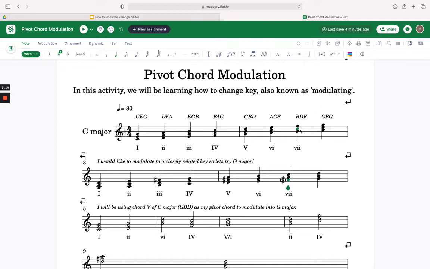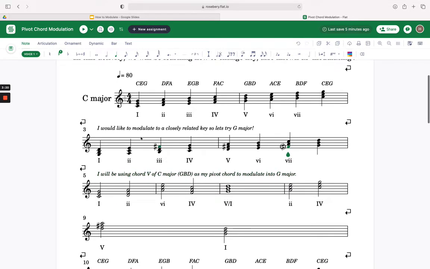I now need to write down the chords in the key that I would like to get to. So I'm going to write down the chords in G major. So here we have G, B, D is chord 1 in G major. Here we have A, C, E. Then we have B, D, F sharp. So this is really important that this accidental has been added in here.